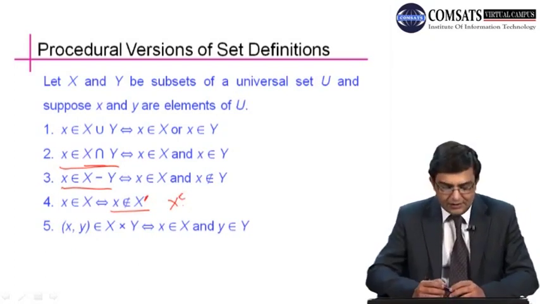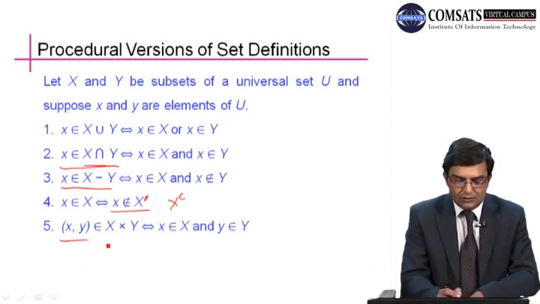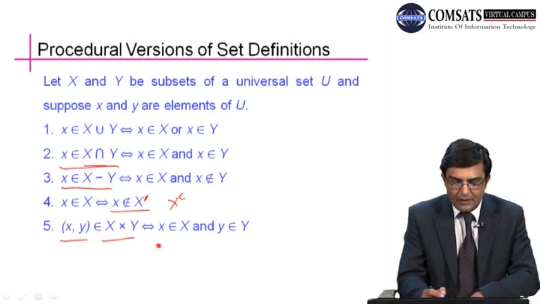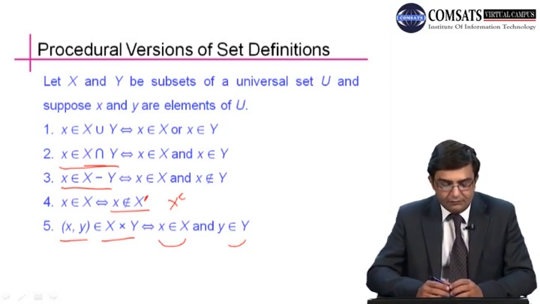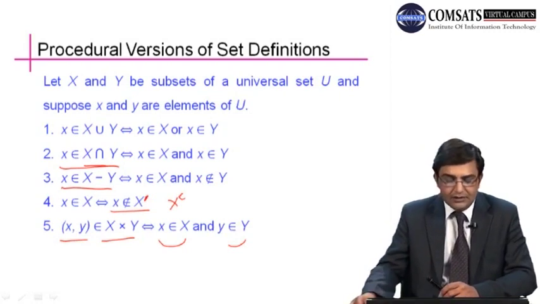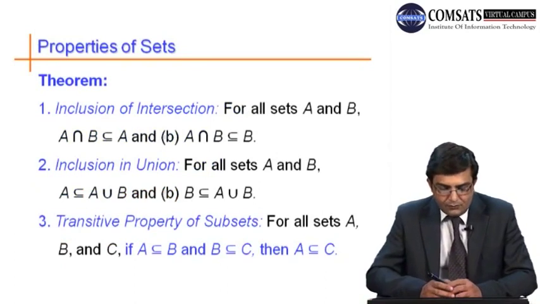We have also discussed the Cartesian product of two sets X and Y, and in this case an ordered pair (x, y) belongs to X cross Y if and only if x belongs to X and y belongs to Y. So this was a little revision of the previous lecture, of when an element belongs to the union, intersection, difference and complement of sets. Now we discuss some properties of the sets.